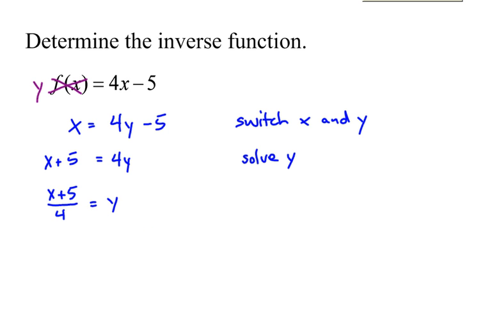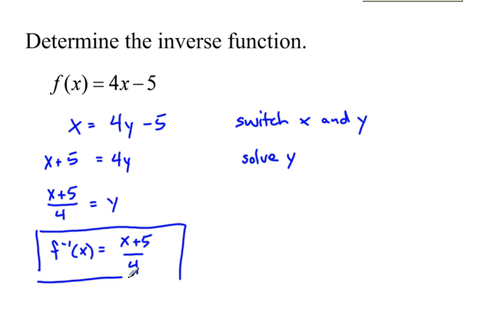But since our original function was named f of x, our inverse function is going to be called f inverse of x. So where we have the y right here, I'm going to write it as f inverse of x. And I'm going to set that equal to x plus 5 over 4. And we have completed our first problem.